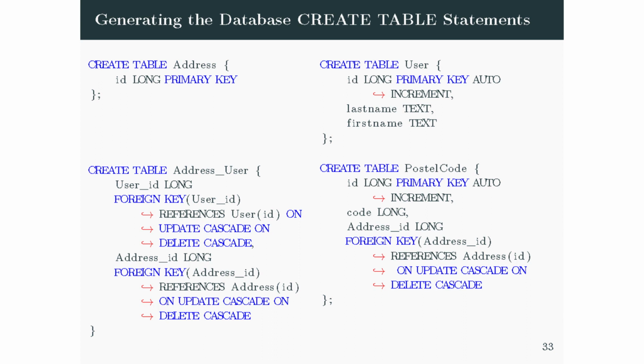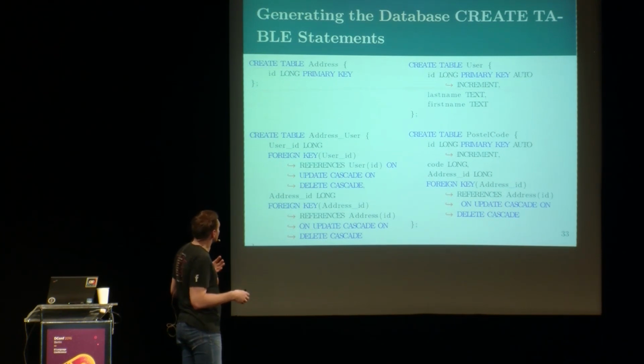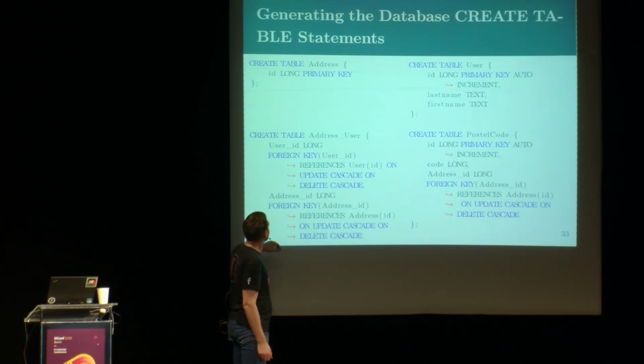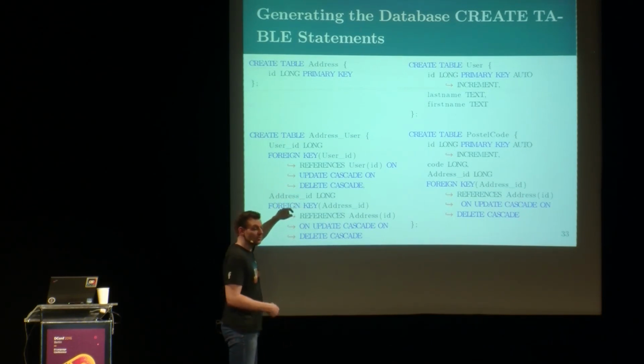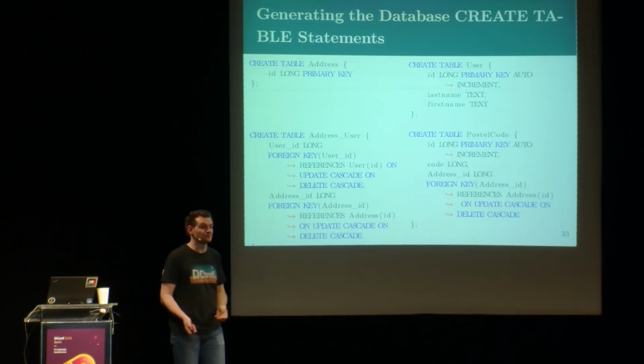So in order to show that there's a dependency or a connection between the address and the user, we have to create a table containing the foreign key, like the user ID as a foreign key, and also the address ID as a foreign key. And we have to do all the scaffolding on cascade update and such.